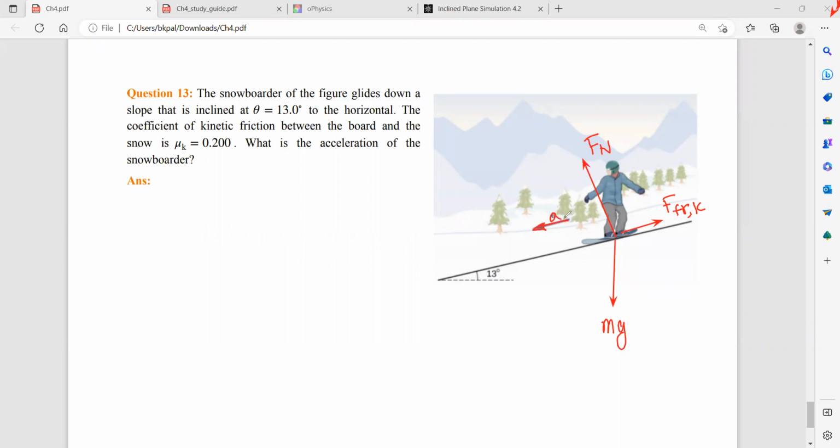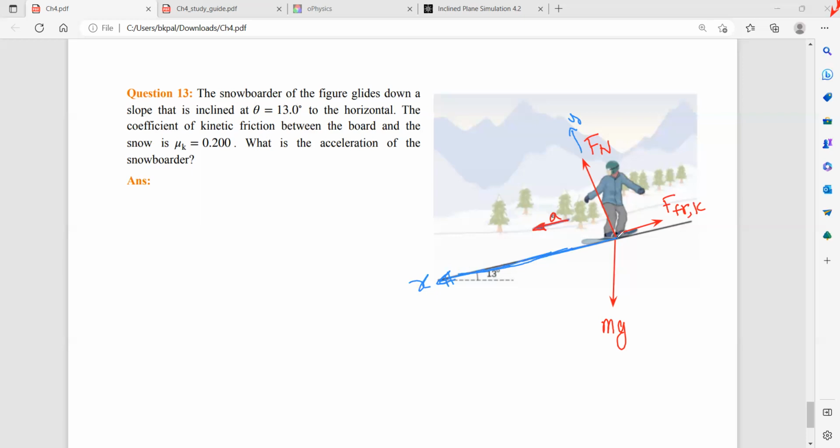Okay, now we have to choose our coordinate system, right? Remember that whenever an object or a person is on an inclined plane, our coordinate system is a little bit different. So the y-axis will be this one, and this will be our x-axis. I mean, the direction parallel to this plane will be our x-axis. Let's think that this is our x-axis. So the positive x is in this direction.